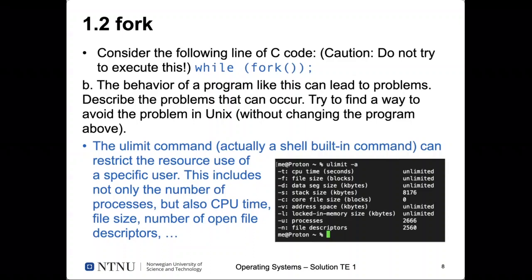There's a command called ulimit, which is usually a shell built-in command that can restrict the resource use of a specific user. This includes the number of processes, but also the CPU time you can use, the file size you can create, the number of file descriptors you can have. So this can help to avoid some of these denial of service attacks. And of course, you can also set the limits so that the user can't change them afterwards.